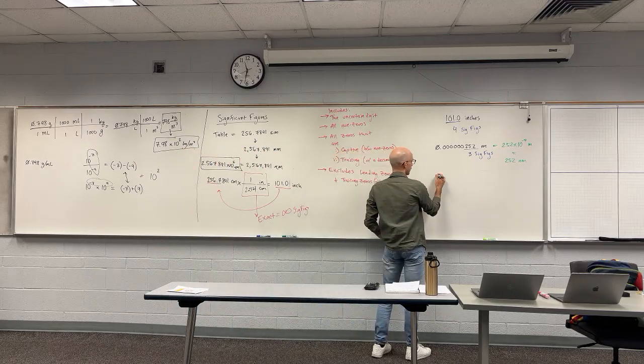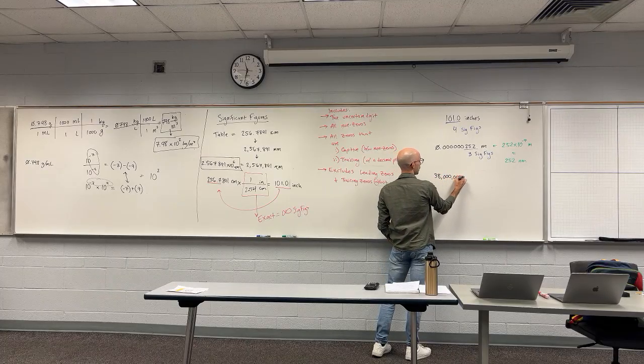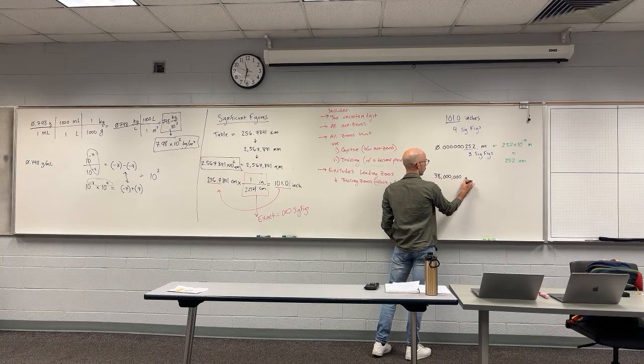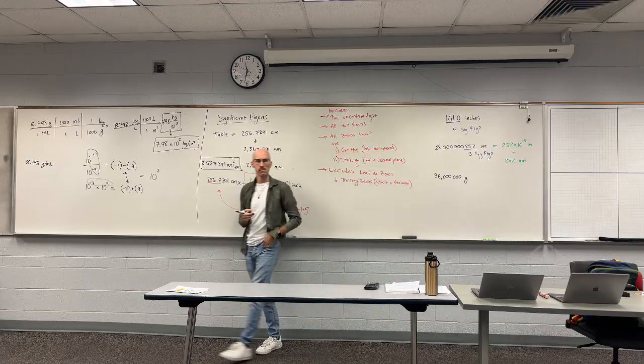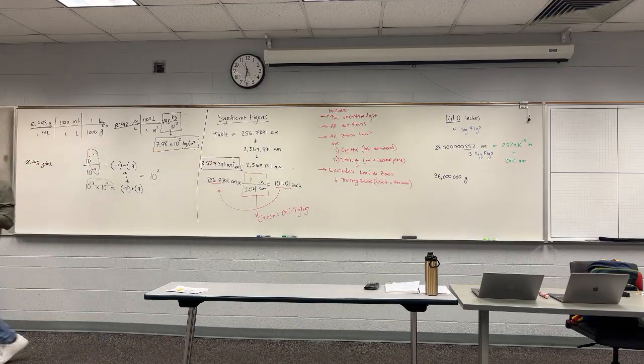Okay, let's take this. 38 million grams. How many non-zeros? 2. How many captive zeros? 0. None. How many trailing zeros? And does the measurement have a decimal place? So are those trailing zeros significant?